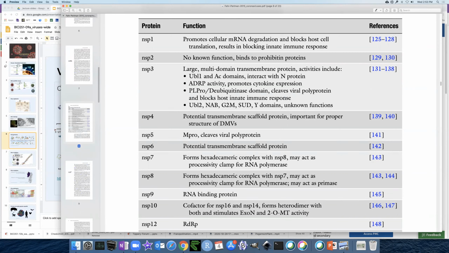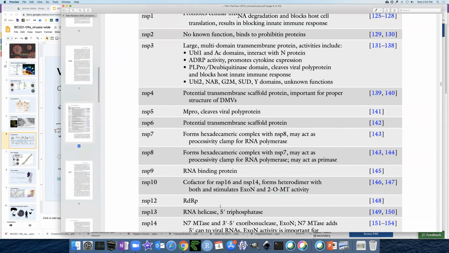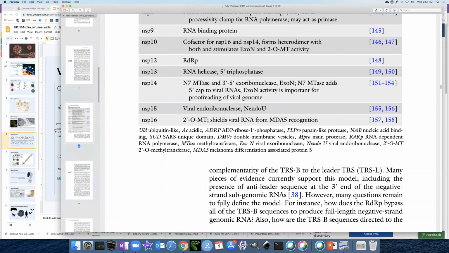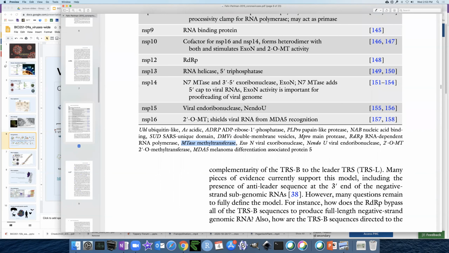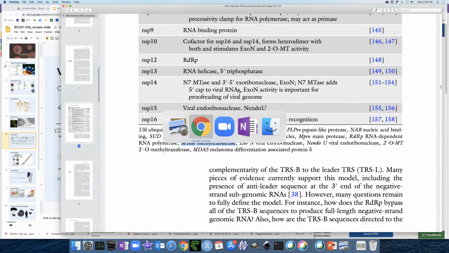And other ones, RNA binding protein. There's another one on here I thought was pretty interesting. So we've got here NSP14, MTACE, I don't know what that stands for here. Methyl transferase, there we go. So methyl transferase adds a 5' cap to the viral RNAs. Sound familiar? So this virus has to get its RNA read as though it was a eukaryotic gene transcript.